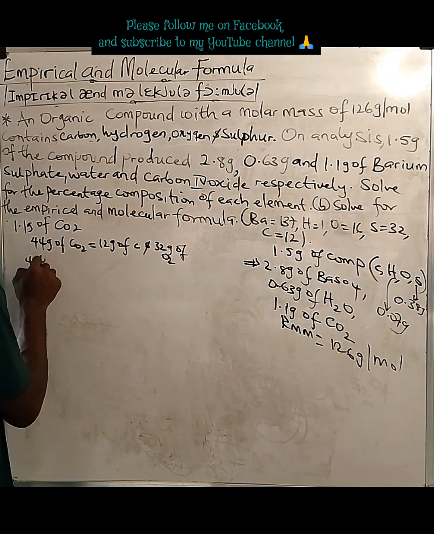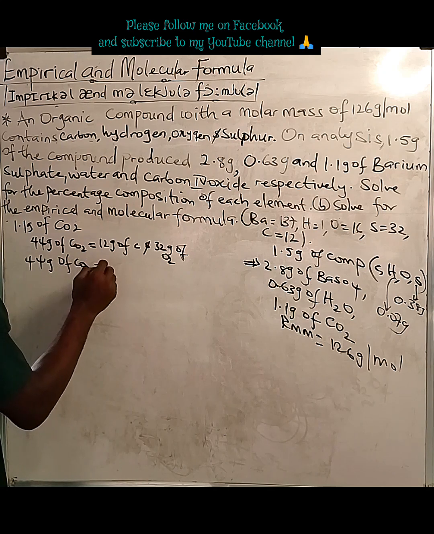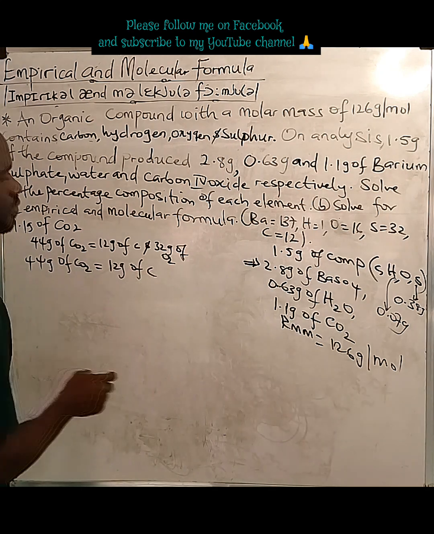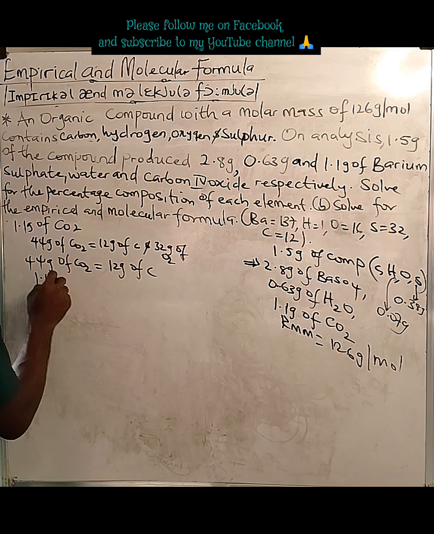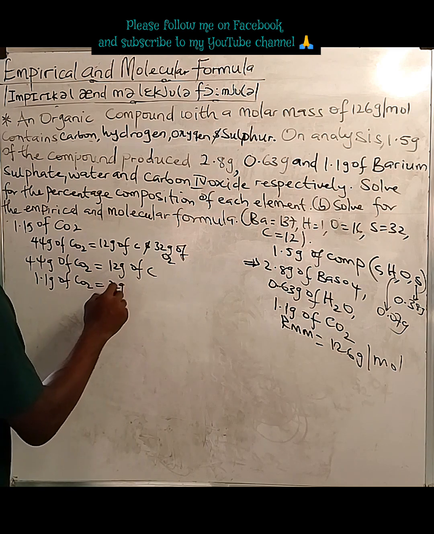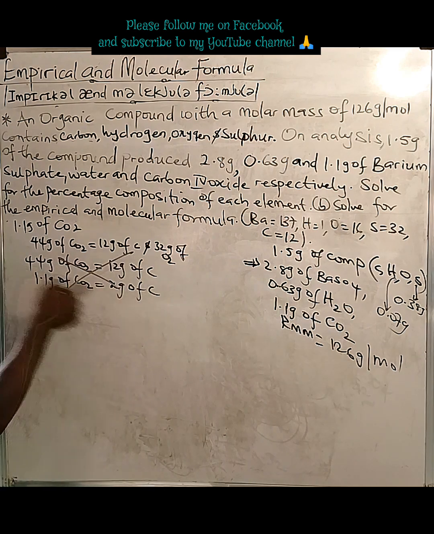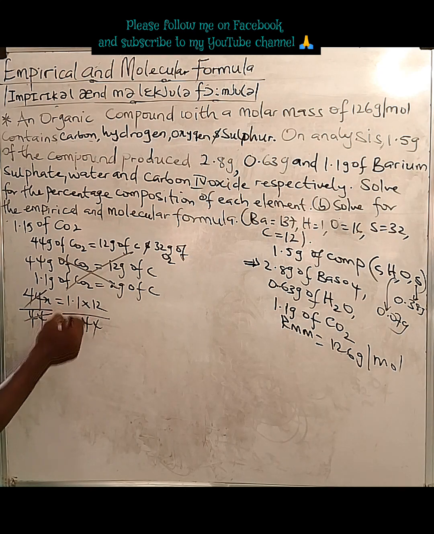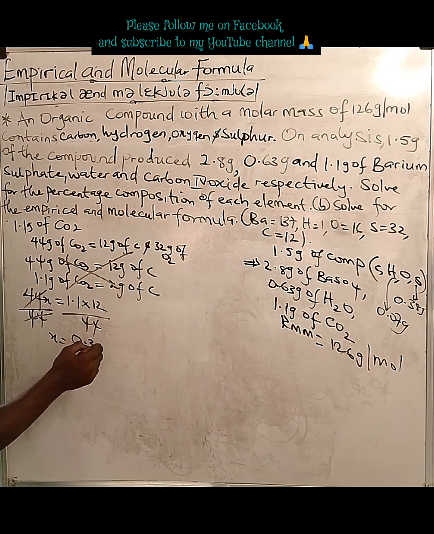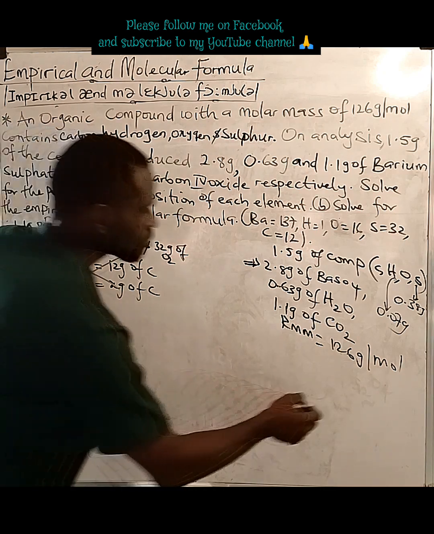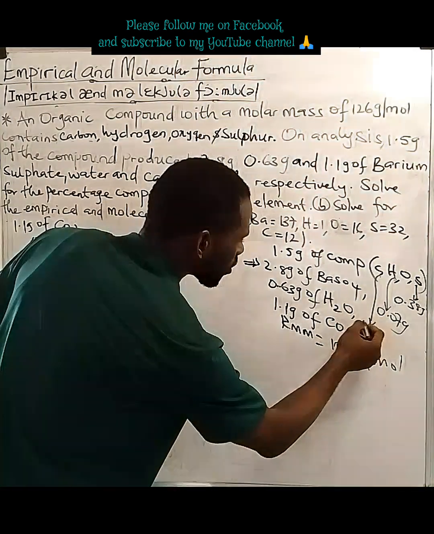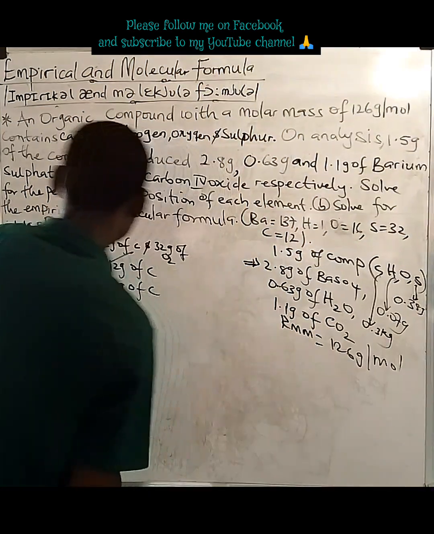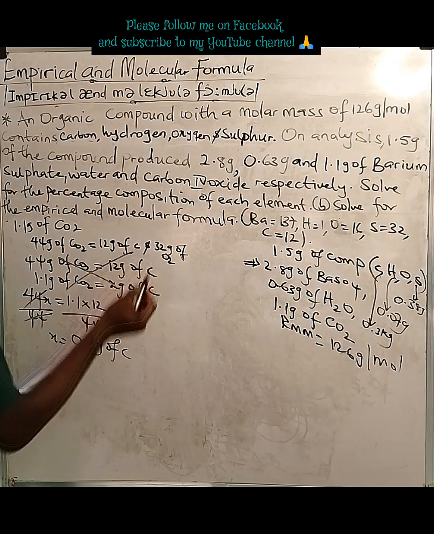So if 44 gram of CO2 contains 12 gram of carbon, then 1.1 gram of CO2 will contain how many gram of carbon? x gram of carbon. So we cross multiply. This is 44x equals 1.1 times 12, dividing both sides by 44. When you solve this, you end up with 0.3 gram of carbon. So carbon is 0.3 gram. That's why we have to take this down, 0.3 gram.